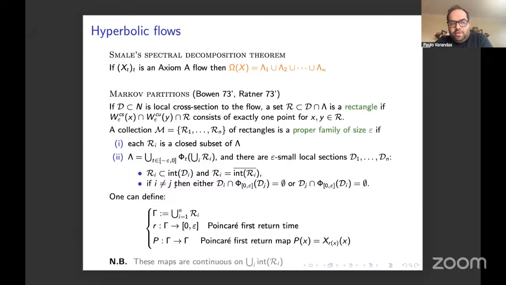And using this property, you can build a global cross-section to your flow, to your hyperbolic basic piece, which is just the union of the rectangles. You can define your Poincaré first return map, with the first return time, which is the time that the point needs to go from one rectangle, one cross-section, to another. Well, these maps are continuous in the interior of the rectangles, but they may lead to discontinuities.